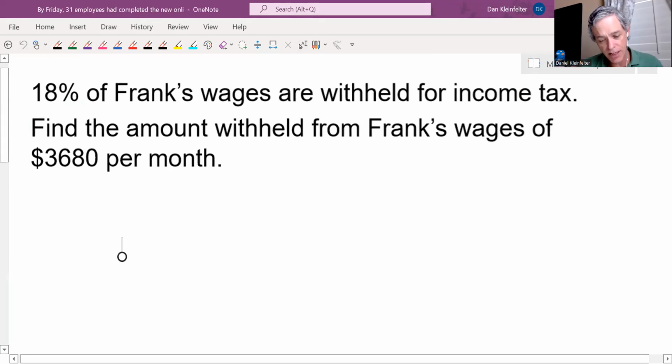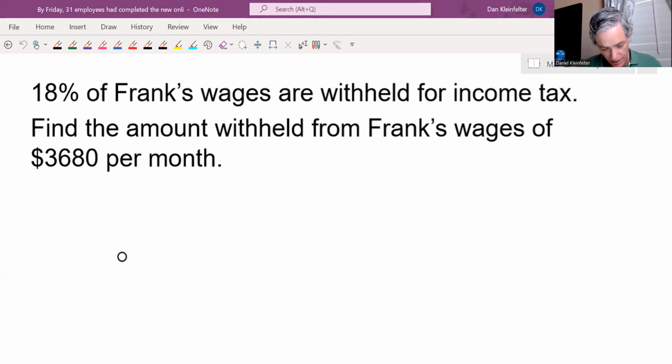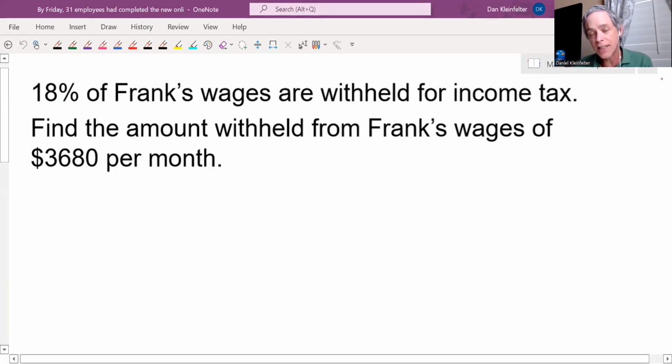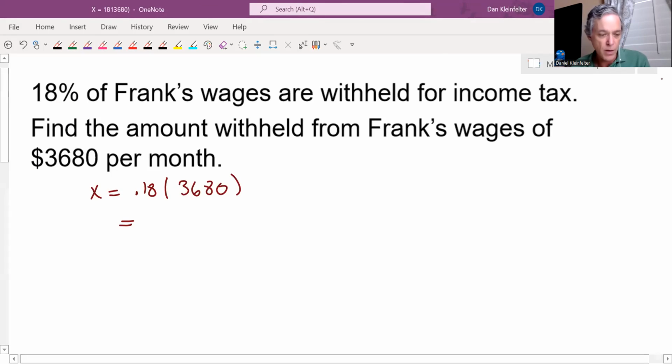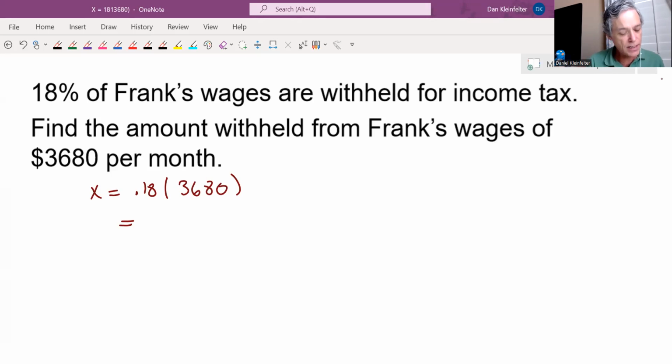So here it says 18% of Frank's wages are withheld for income tax. We want to find the amount withheld from Frank's wages of $3,680 per month. So it's pretty clear that the 18% is the percentage. We want to know the amount that is withheld, and we're told that that's 18%. So this question is really asking, what is 18% of 3,680? In the interest of time, let me use a calculator. So it looks like 662.40.